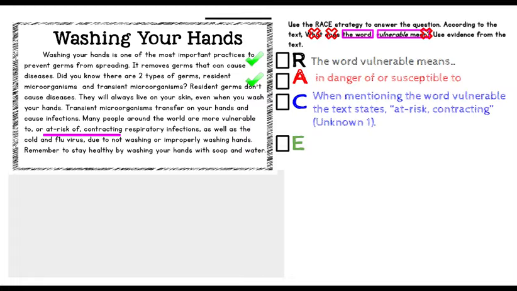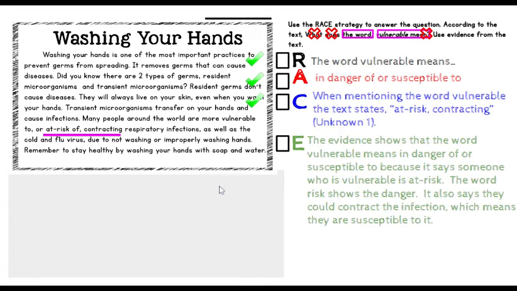Then, since I don't know who the author is, I put unknown for the author's last name. I put a space, and there's only one page, so the page number is 1, and that is in the parentheses. Now I have to explain how this quote that I chose proves that the answer, the word vulnerable, means in danger of or susceptible to.